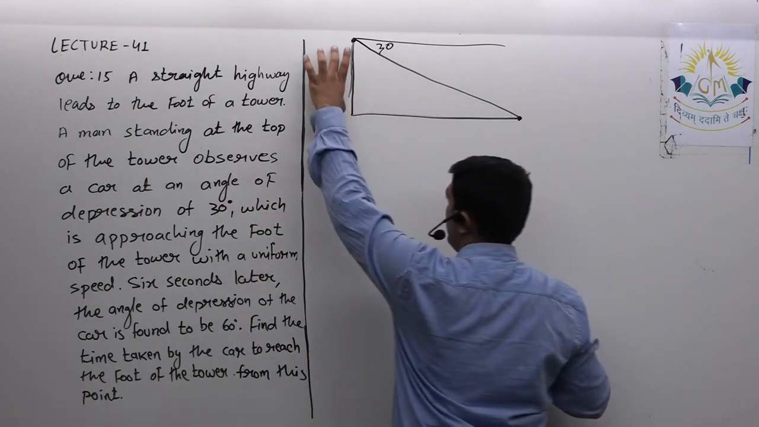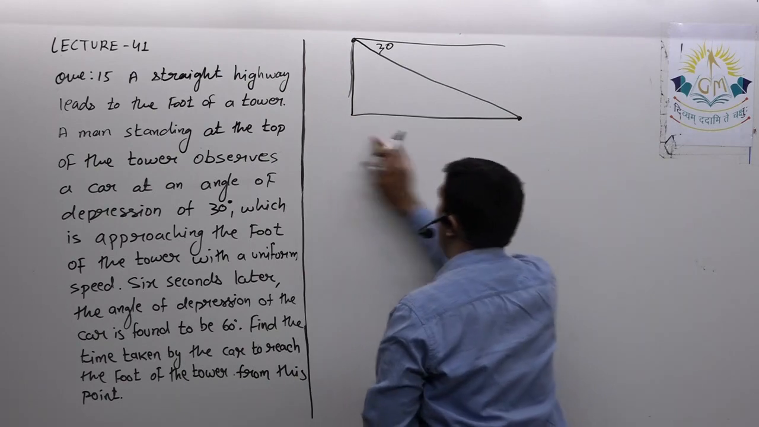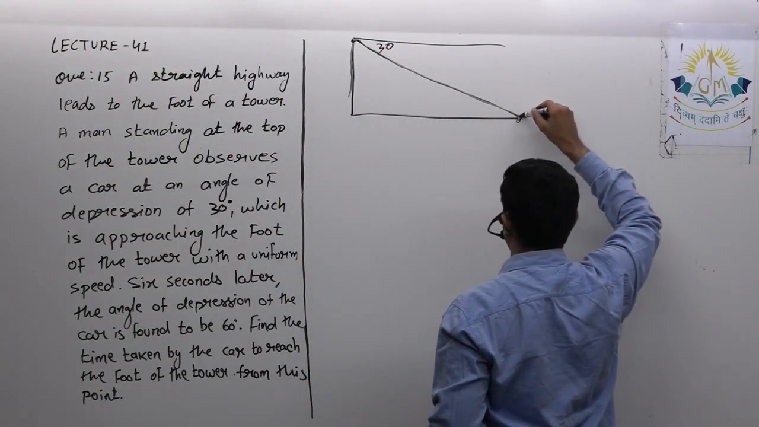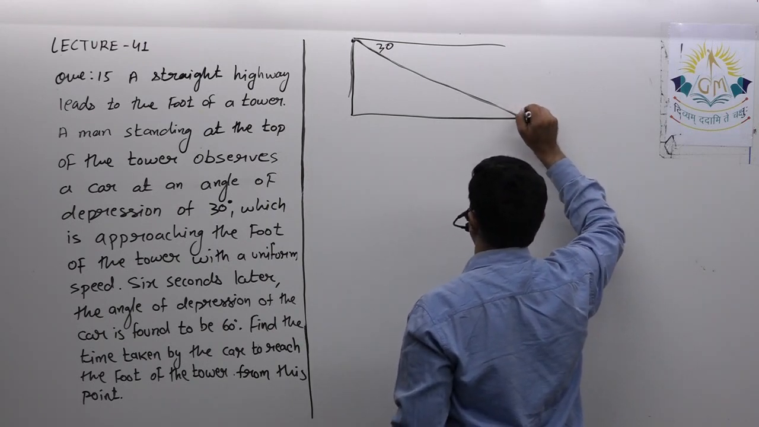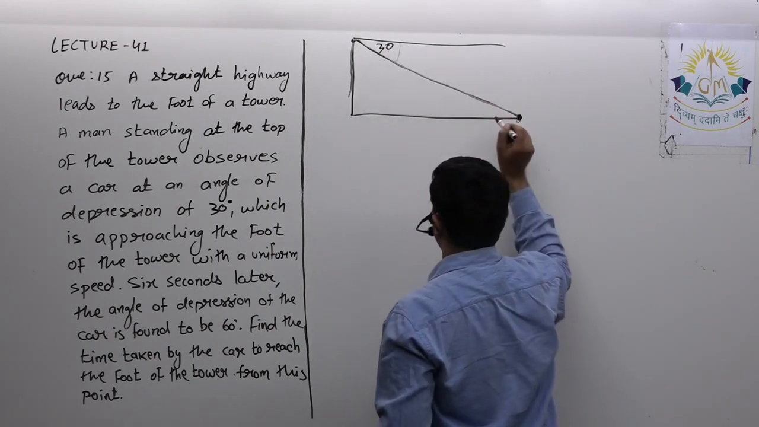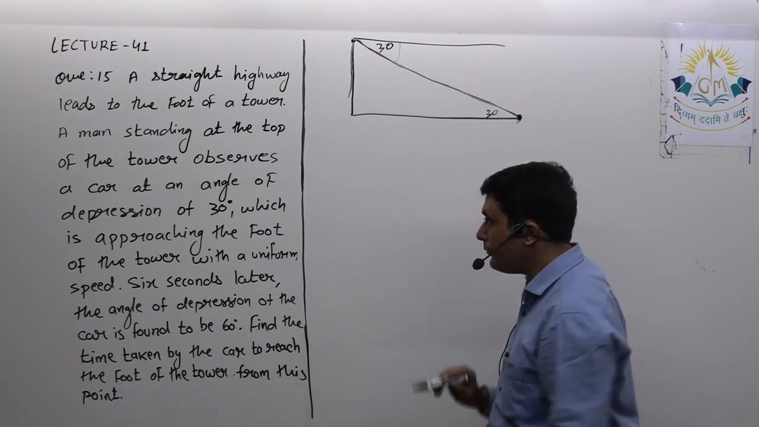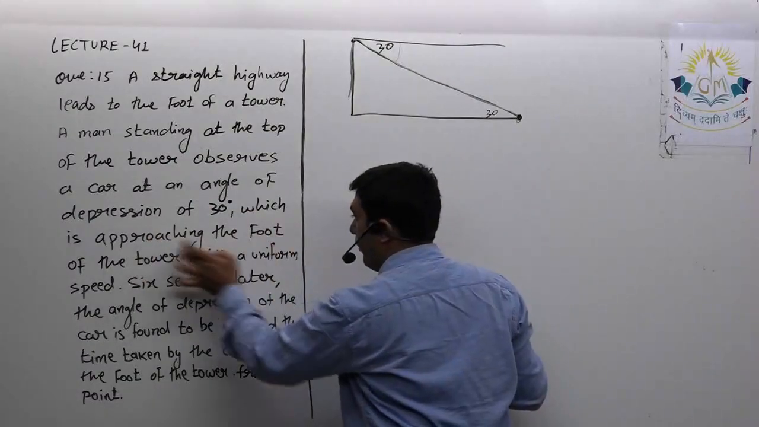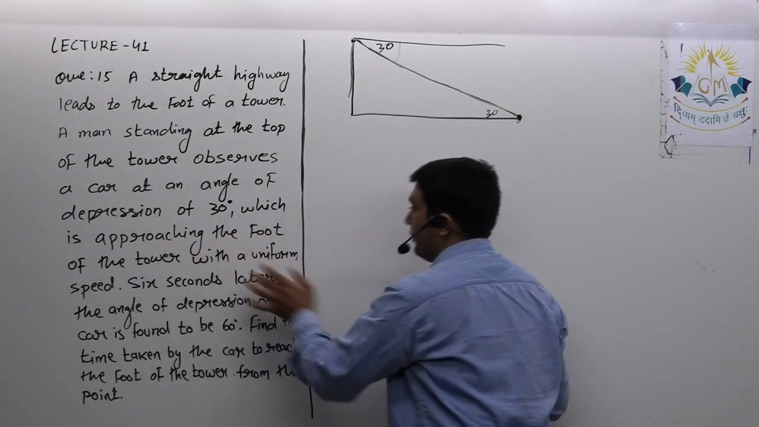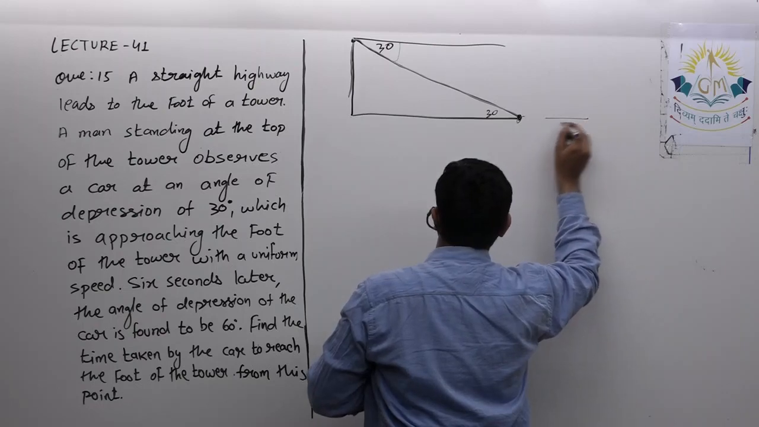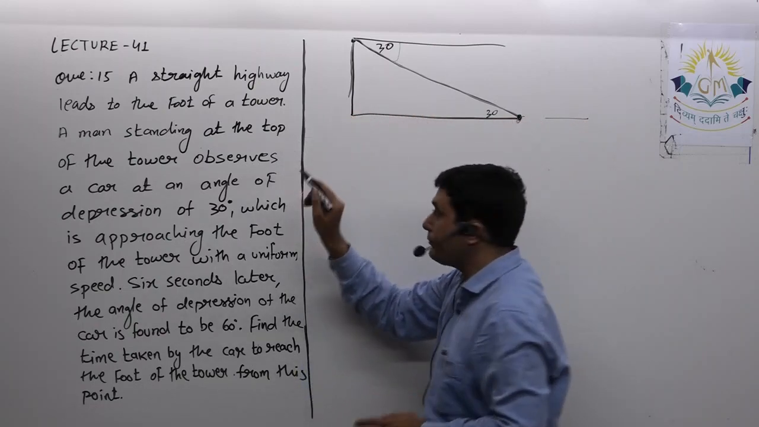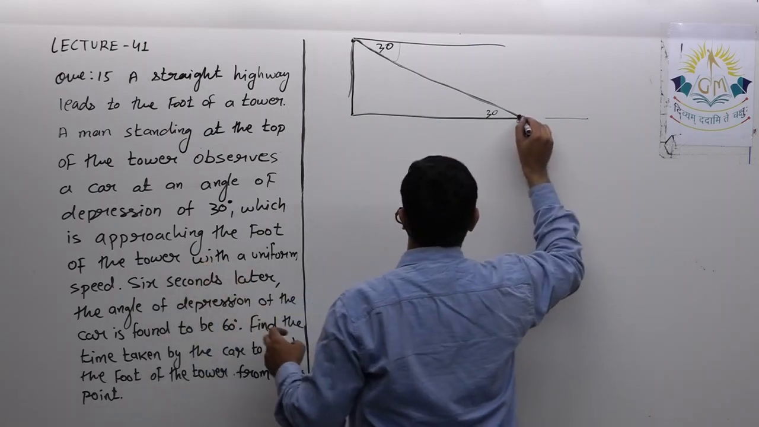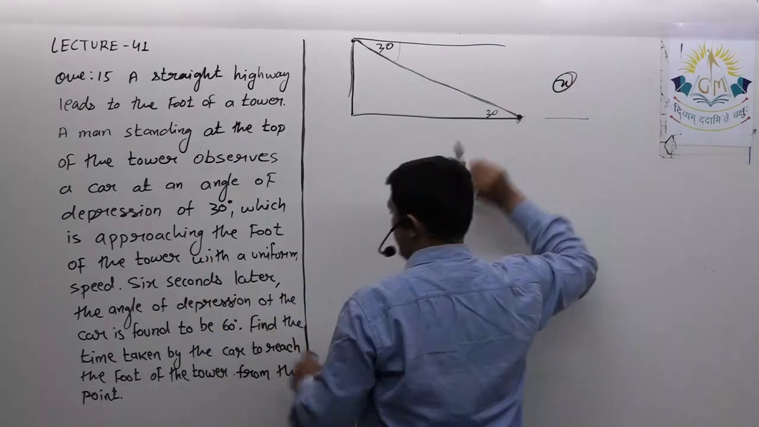Okay, this is a tower, straight highway, car, man is observing the car and he found that the angle of depression while observing the car is 30 degree. So this is 30 degree. Now further it is written the car is approaching the foot of the tower. That means car is not moving in that side, car is moving towards the tower, with a uniform speed. This car has a uniform speed, let it be x.